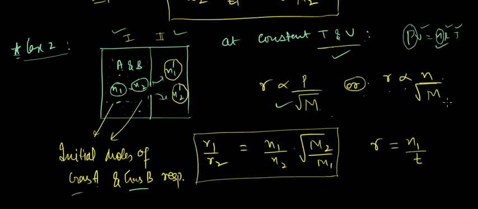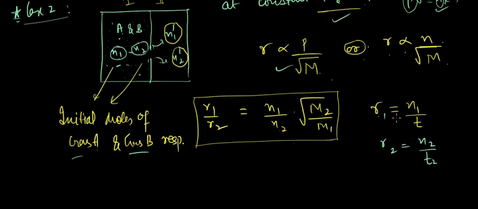Okay, so we can write that rate is directly proportional to the number of moles, which is the initial moles of gas A and B, divided by root of molar mass M. And secondly, we can also write that rate is equal to N1 dash upon T. N1 dash is the moles of gas A diffused and N2 dash is the number of moles of gas B which have been diffused. So we can analogously write R2 for the same. Okay, so R1 upon R2 can be written as N1 upon N2 times root of M2 upon M1.